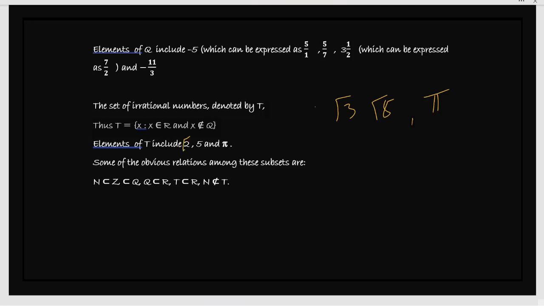Okay, these are some of the obvious relations among these sets. This is important for you. N is a subset of Z. Also, Z is a subset of Q. Q is a subset of R. T is a subset of the real numbers R. N is not a subset of T. For that matter, Z is not a subset of T, and Q is not a subset of T. Why I'm mentioning this: you know all this very well, but in the context of set theory, we are getting these relations.